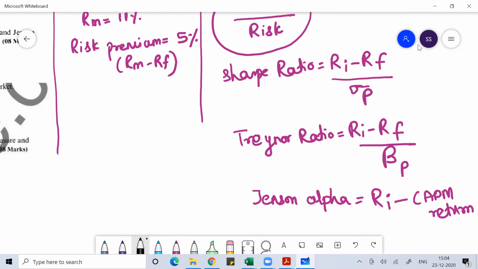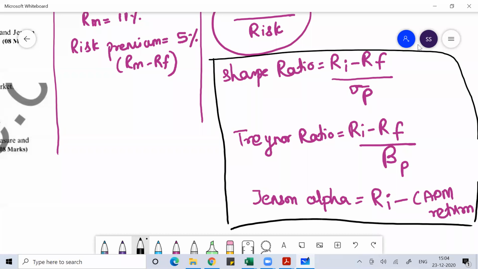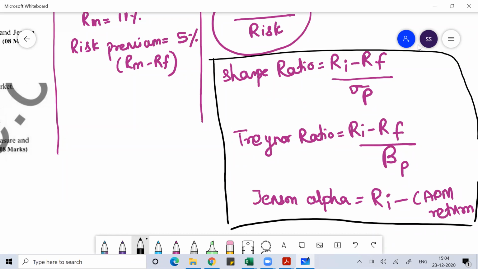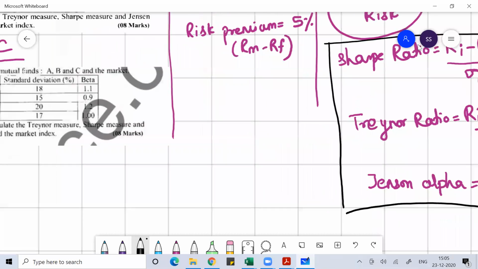All three parameters, I think you're already aware of. Every year, 100% you will get this question in the exam. There's no doubt on that part. 100% you're going to get a question on Sharpe ratio, Treynor measure, and Jensen Alpha. So when you get the problem in the exam, make sure you don't miss these questions because they are so easy to work on.